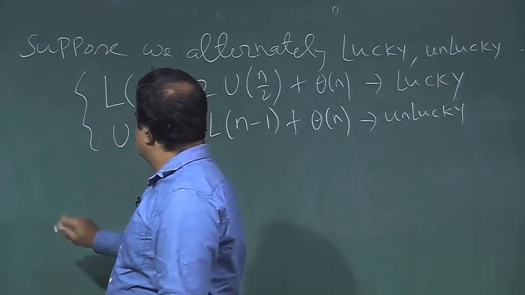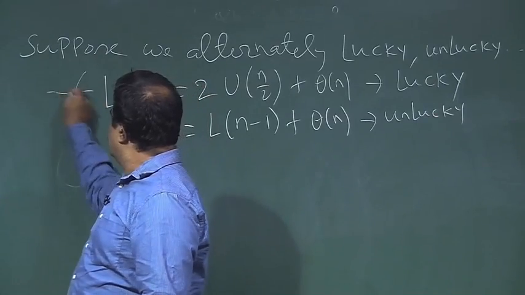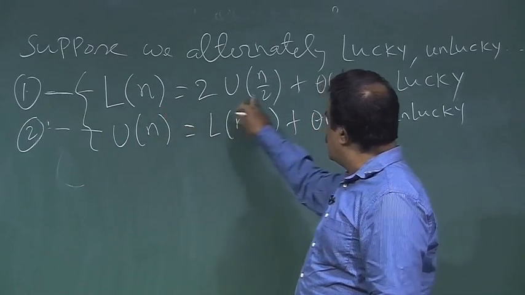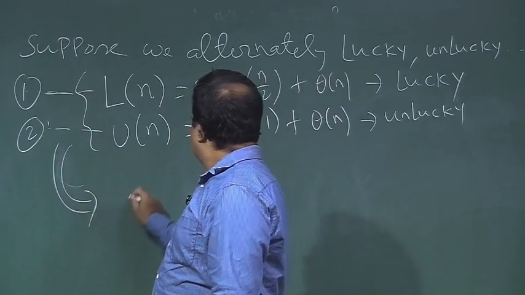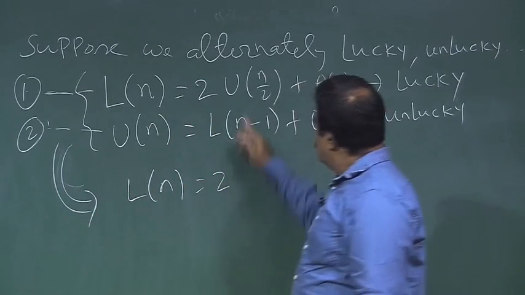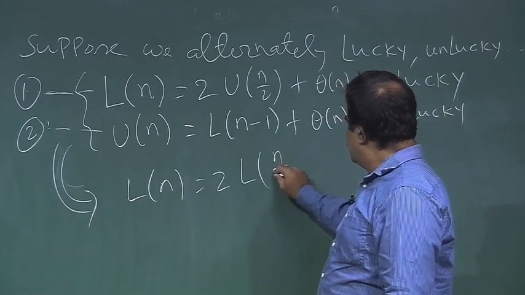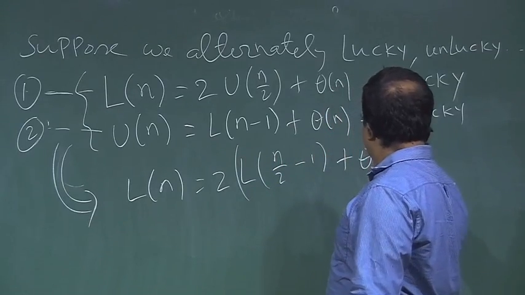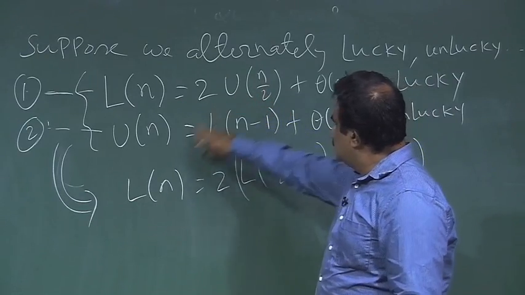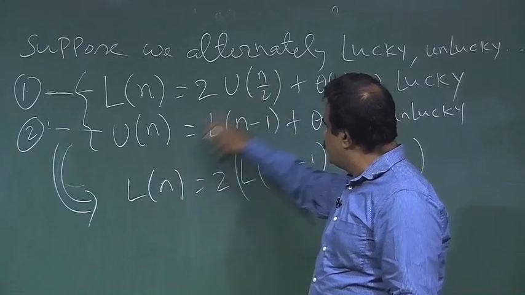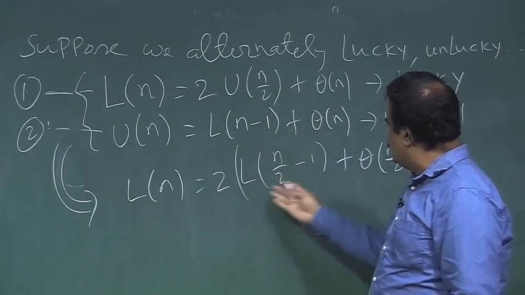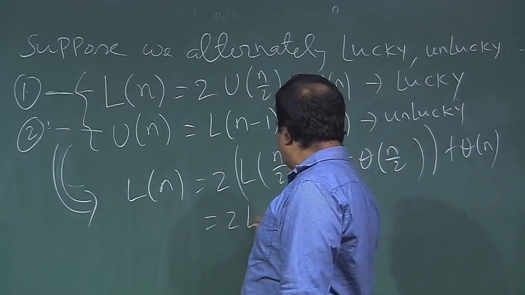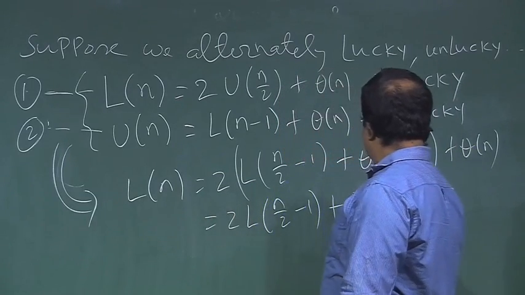Okay. So now we want to solve this; this is equation 1, this is equation 2. Now we put this 2 in 1. So that means this will give us L of n equals 2 of L of n by 2 minus 1 plus theta of n by 2. We are just putting u of n by 2 into the recurrence, so u of n with n equal to n by 2, plus theta of n. So this will give us basically 2 of L of n by 2 minus 1 plus theta of n.